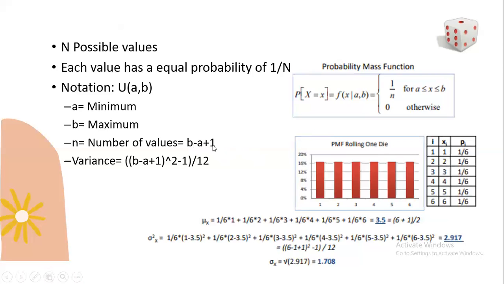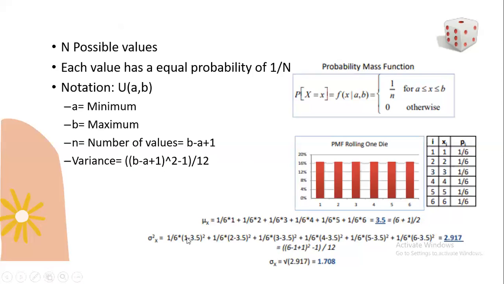So this is just a formula. In this case, you have 6, but you may have 1,000,001. And if you need to know how many values there are, this is how you calculate it. And this is the formula for calculating the variance.